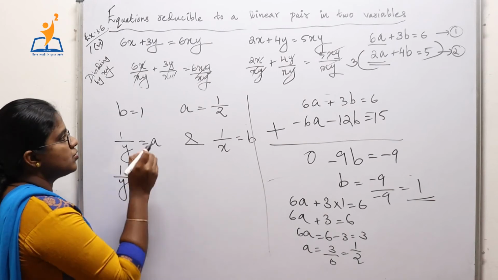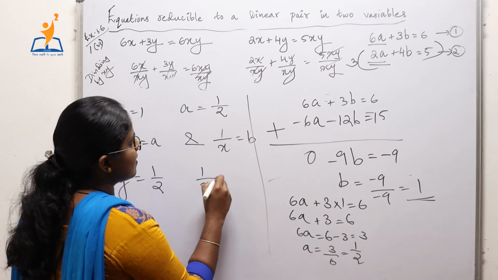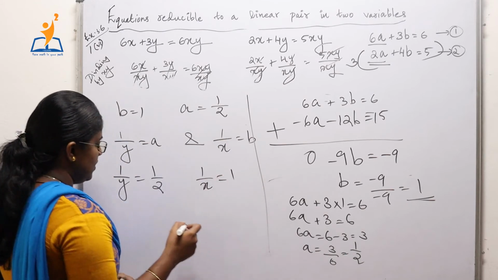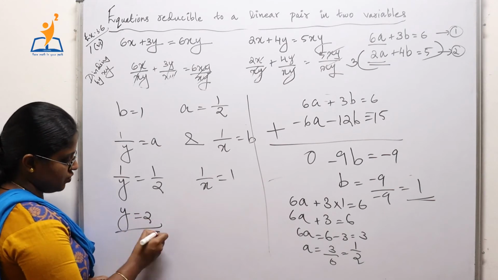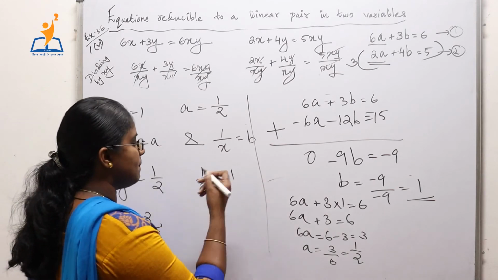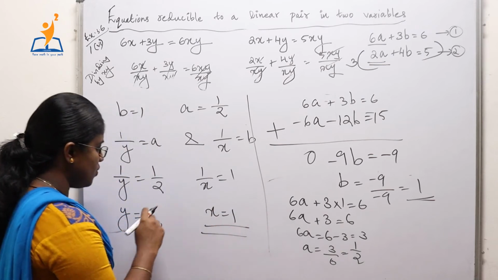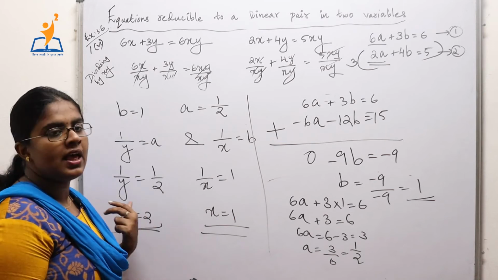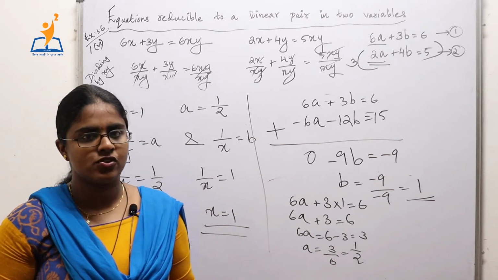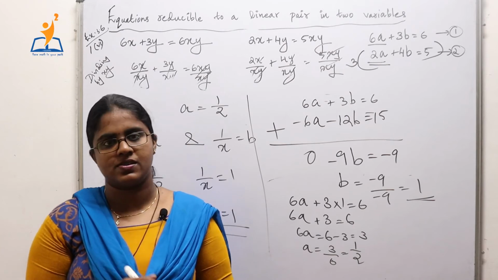That is 1 by y is equal to a, that is 1 by 2, and 1 by x is equal to b, that is 1. So 1 by y is equal to 1 by 2 means y is equal to 2. Again 1 by x is equal to 1 means x is equal to 1. So we got the value of x as 1 and the value of y as 2. So that's the end of this question. Now we shall move to the next question.